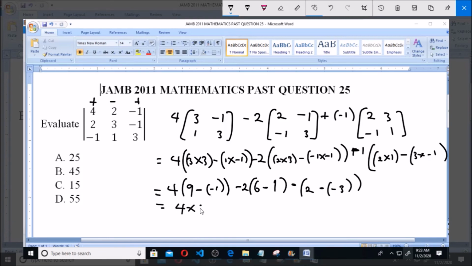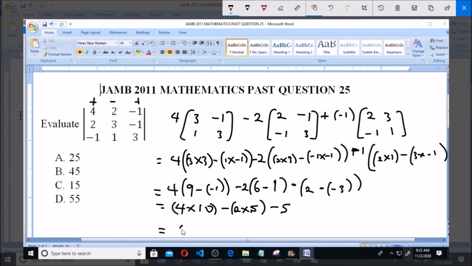So 4 times 10 minus, now this is 6 minus 1, that will give us what? 5. So minus 2 times 5, then 2 minus 3 will give us what? 2 plus 3, which is 5, so minus 5.